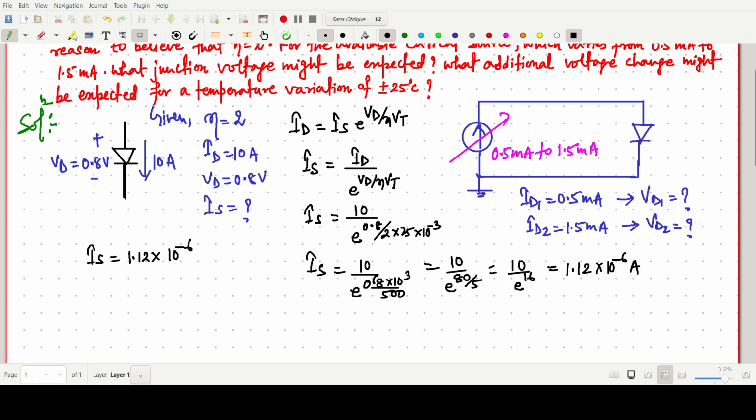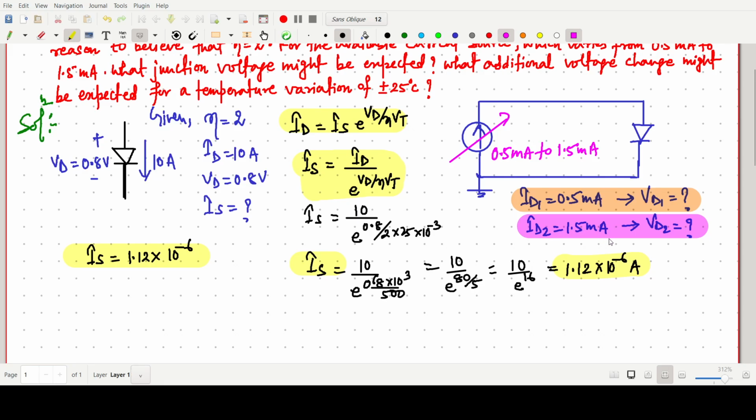We have used this formula for ID, so the Is value can be calculated like this. After putting everything in, the Is value is this. Now we have to find VD1 for ID1, and another one, VD2 for ID2. Is is now known to us.